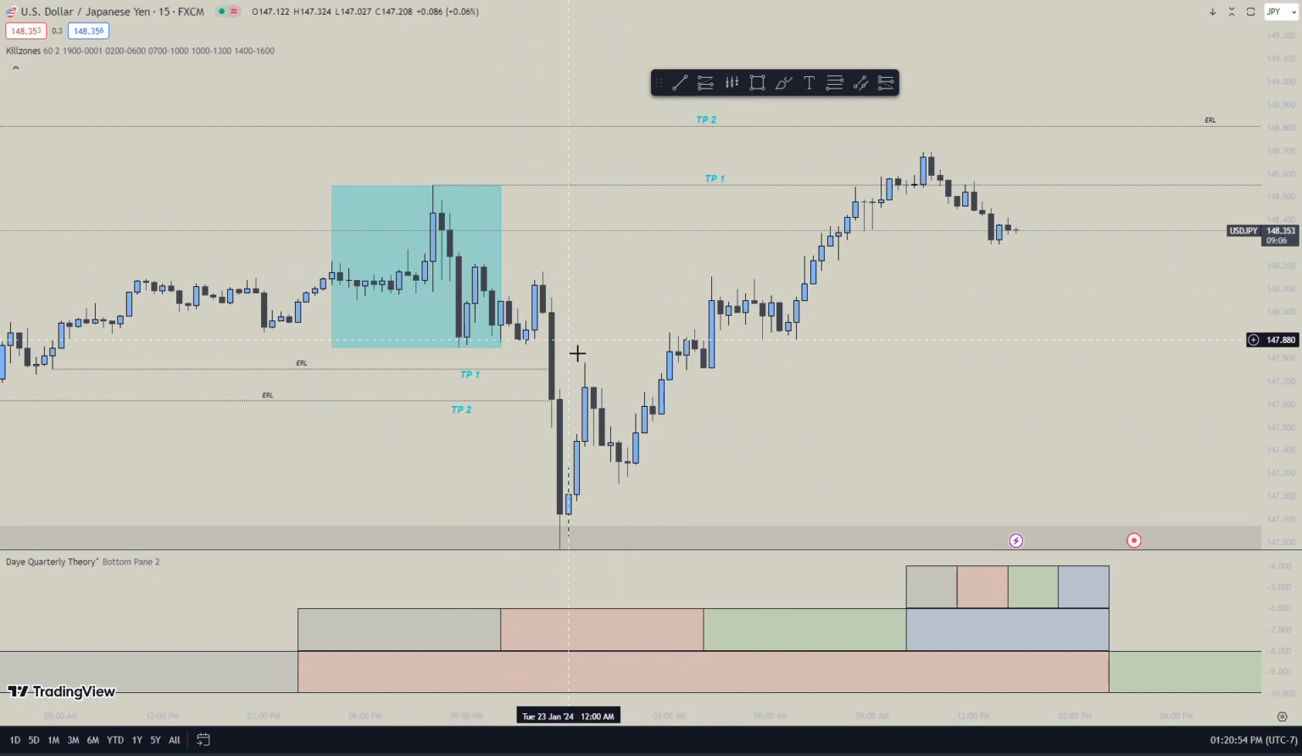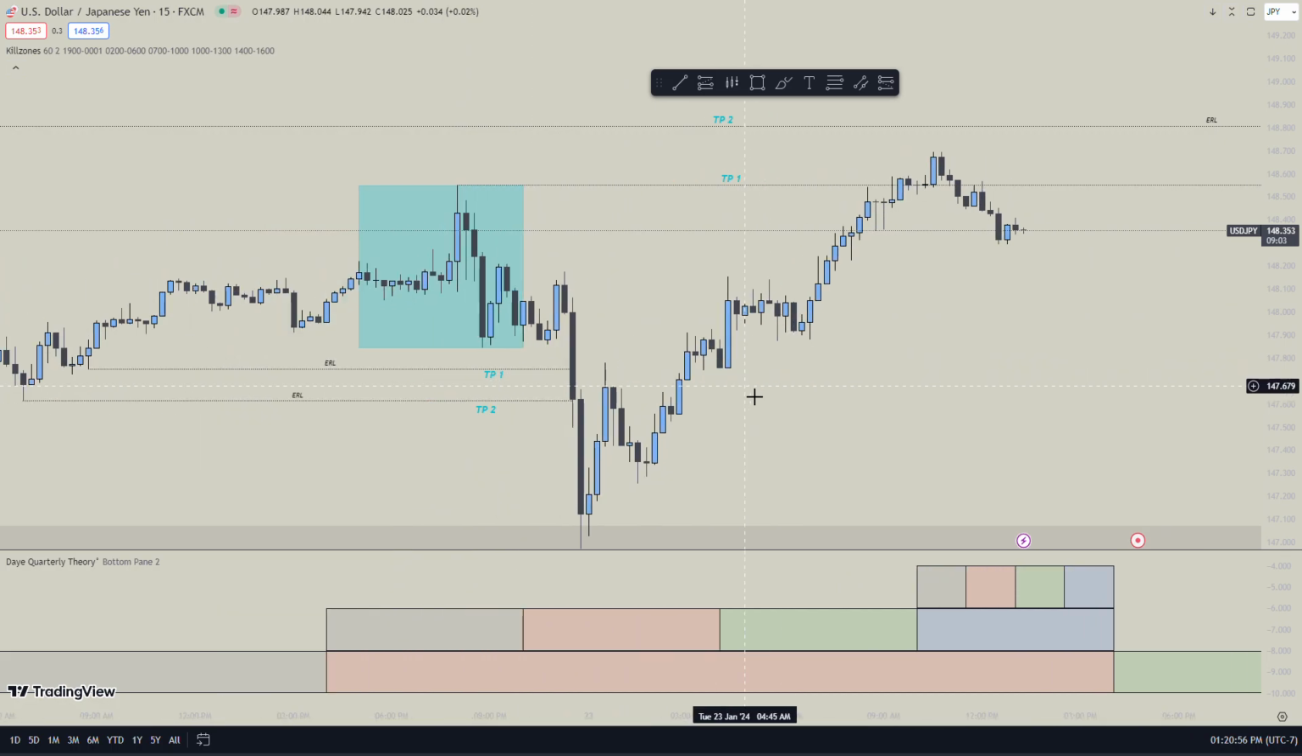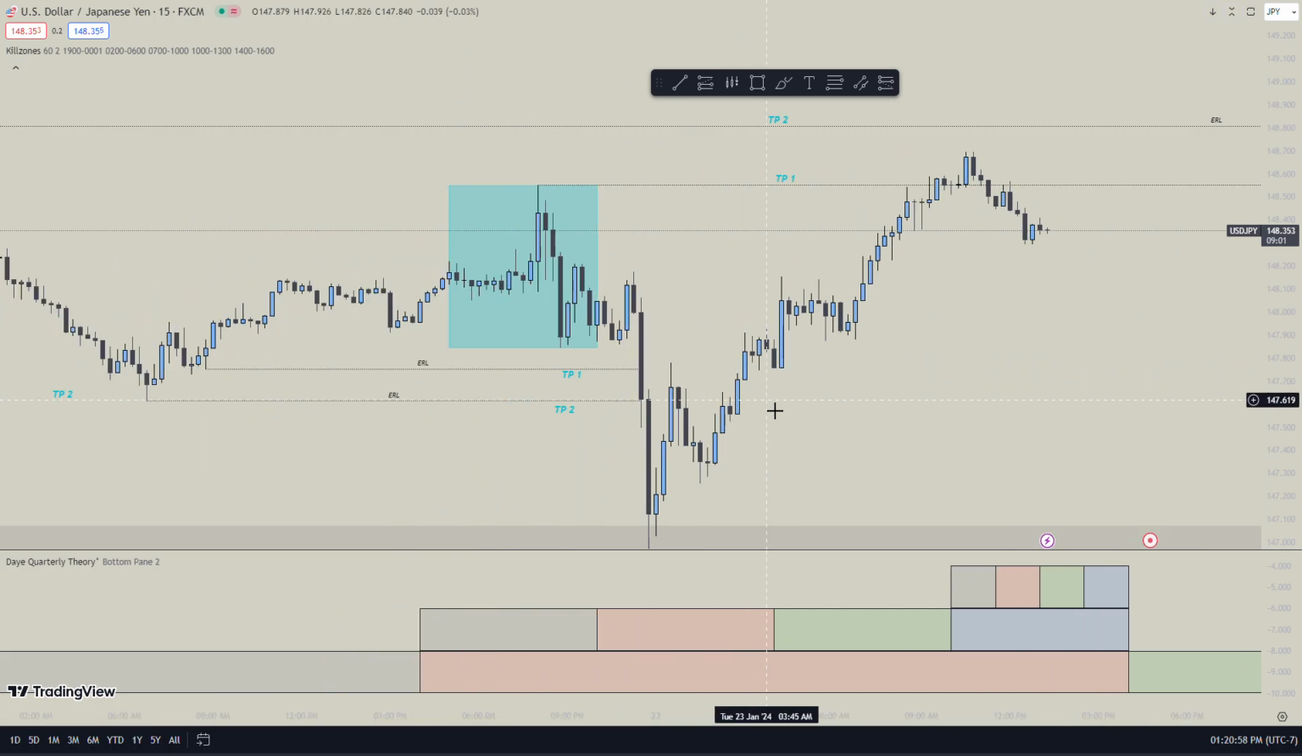So I knew that price is going to go down because of DXY. If you know anything about DXY divergence, I'll explain that in a future video. It is super important. If you know how DXY works and how it moves, you'll know how every other pair will move.